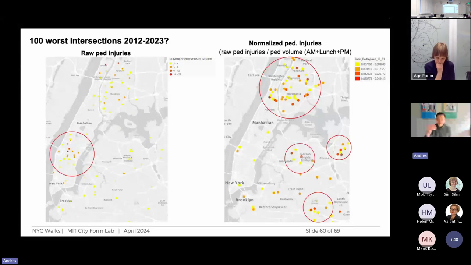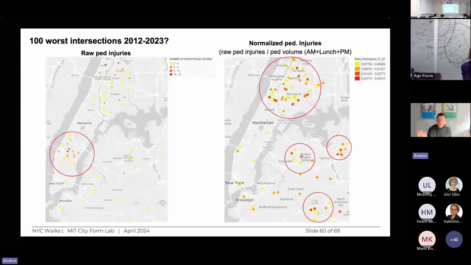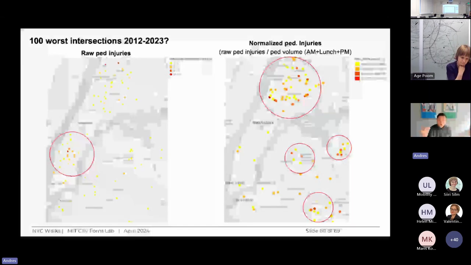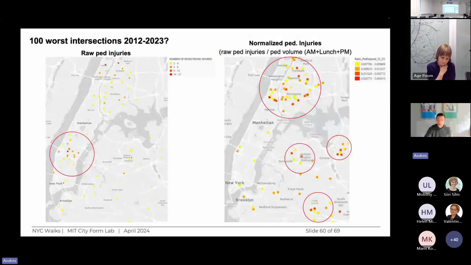And this is an interesting philosophical question of where should a city government invest the scarce taxpayer funds to improve intersection safety? Is it at locations where the raw crashes are highest in number, or is it in places where the probability of getting hit is highest?